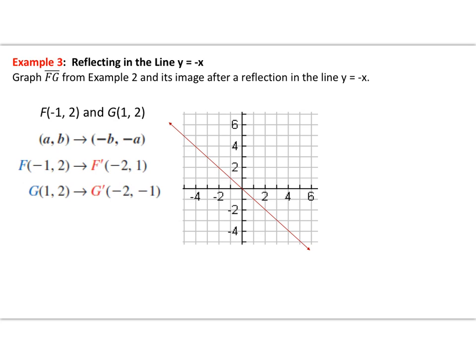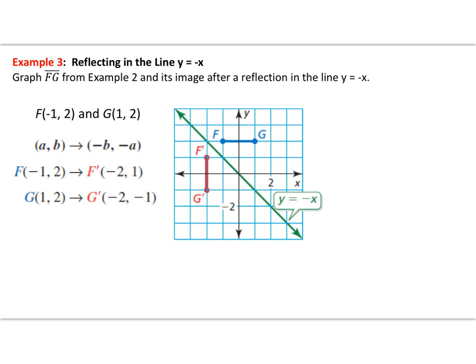So here's our line y equals -x. Here's what our reflection across this line should look like. So after you figured out your coordinates, you can plot them and then connect. And since this is our line y equals -x, I should see equal distance on each side to the reflection line.